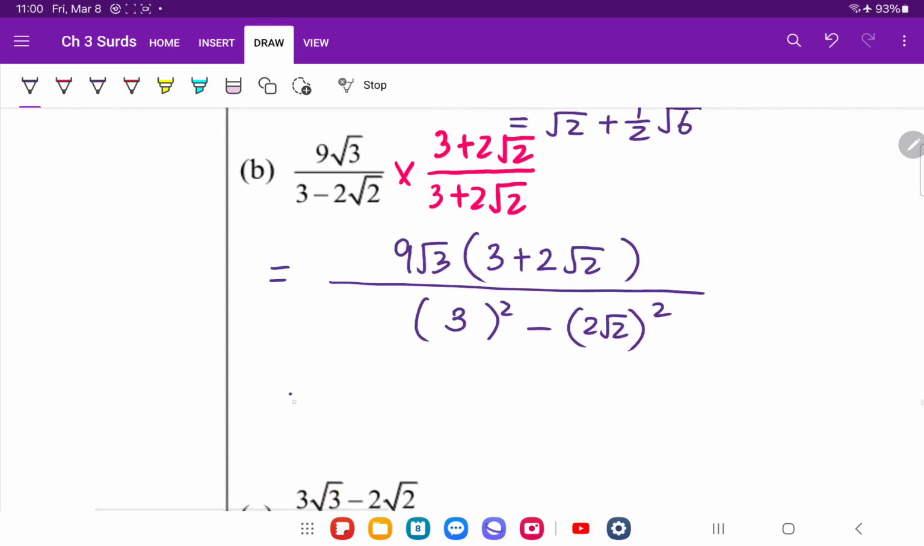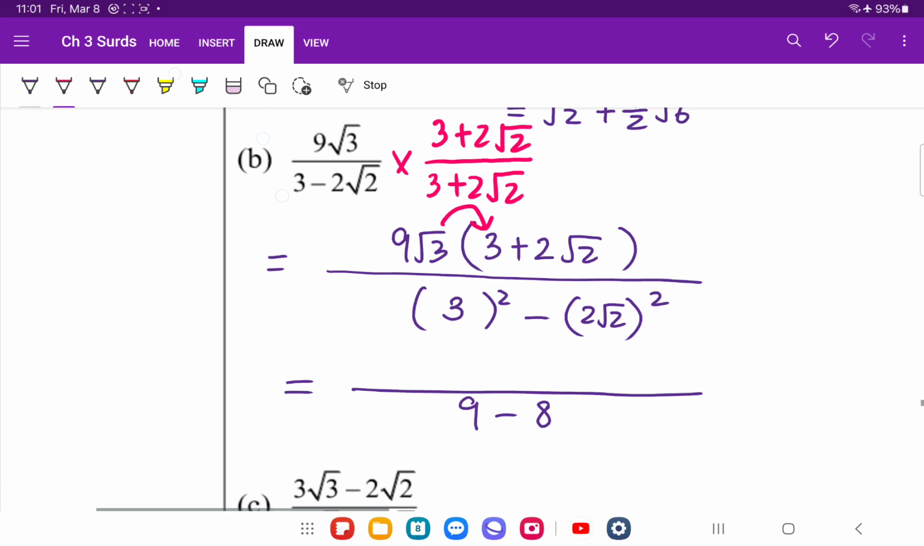Now let's focus on the denominator first. What is 3 square? 9. What is 2 square root 2 whole thing square? Minus 8. And if you don't know how to get the value, press the calculator. It's as simple as that. Now numerator, go and do a rainbow. Now, the technique is always number go with number, surd go with surd. So in this case, you see a number, the surd is by itself, right? Leave it alone. Just times the 9 and the 3, and that gives you a 27 square root 3. Leave the surd at the back.